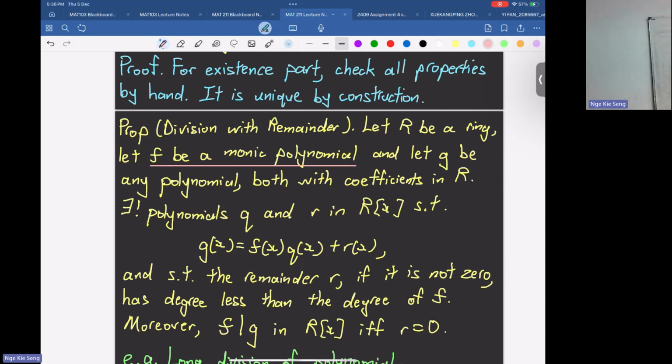So if I write this form, we assume that the degree of F should be a little bit smaller than G. Otherwise, if G has a smaller degree than F, what happens? Q you can take 0, then the remainder is just G. So yeah.